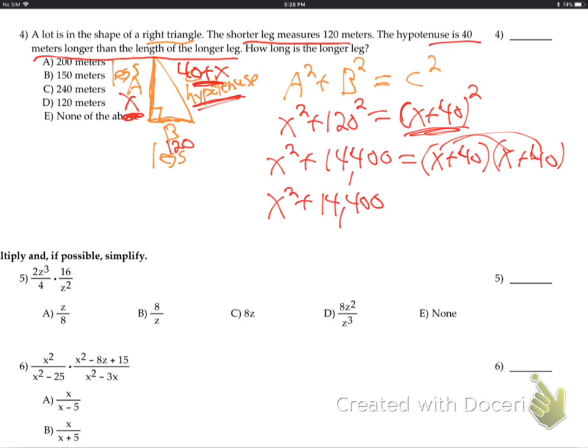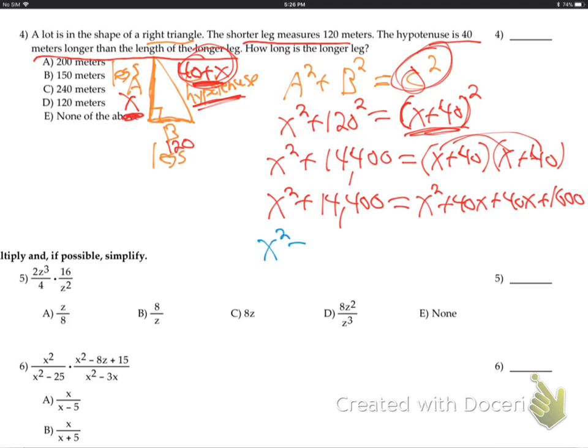Why is there a 2? Where'd the parentheses come from? Well, because I'm supposed to square C. That's what the original formula says, square C. And C is this whole thing. So you got to put parentheses to indicate you're squaring all of C. And then square it, 2 parentheses. FOIL it out, x squared plus 40x plus 40x plus 1600.